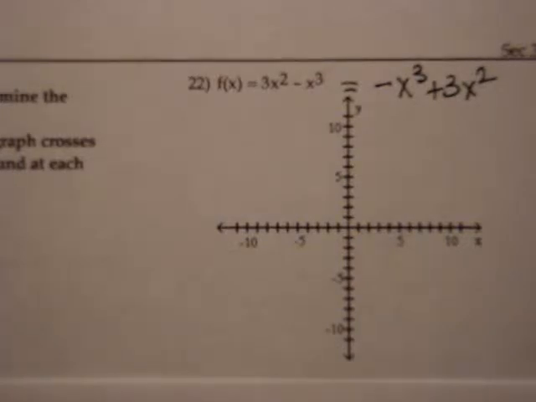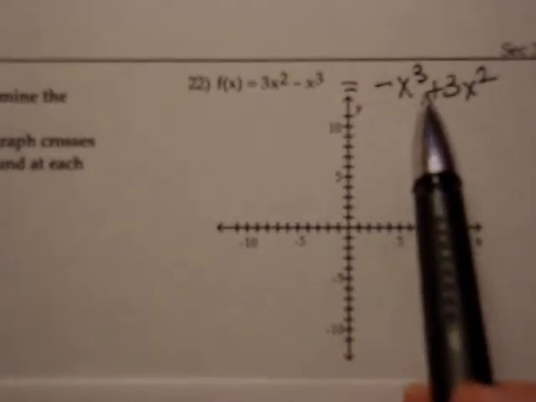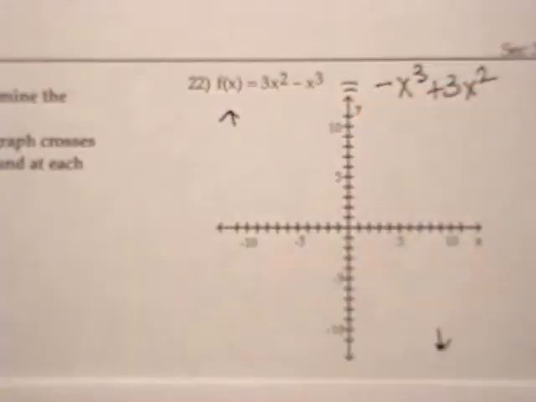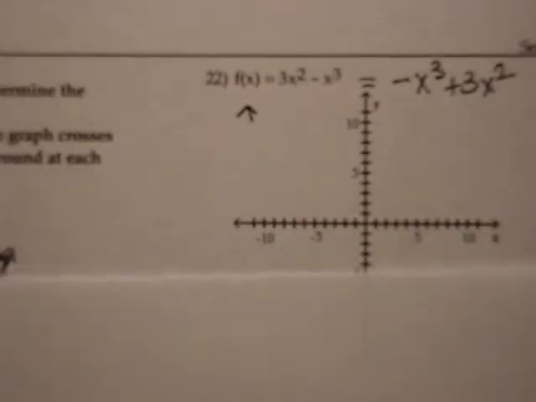Now I'm going to figure out the end behavior. This is a third degree polynomial, so the ends go in opposite directions, odd, opposite. The leading coefficient is -1, so I know it's going to fall to the right and rise to the left. Now, let's find our x-intercepts.